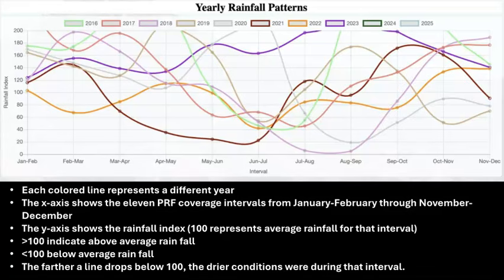This graph compares rainfall indexes across individual years and allows producers to see how rainfall patterns have varied from one year to the next within their grid. Each colored line represents a different year. The y-axis shows the rainfall index, where 100 represents average rainfall for that interval. The farther a line drops down below 100, the drier conditions were during that interval. By comparing years side by side, producers can see whether drought risk is concentrated in certain intervals. This graph highlights how variable rainfall can be from year to year. Some years experienced rainfall indexes near 200, indicating nearly double the historical average rainfall, while other years dropped below 50.